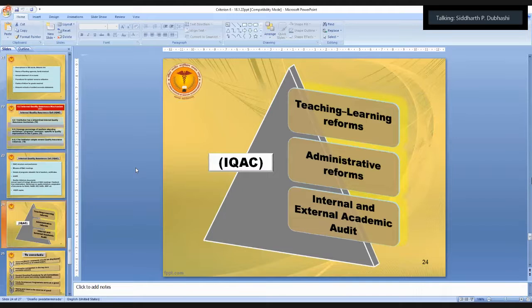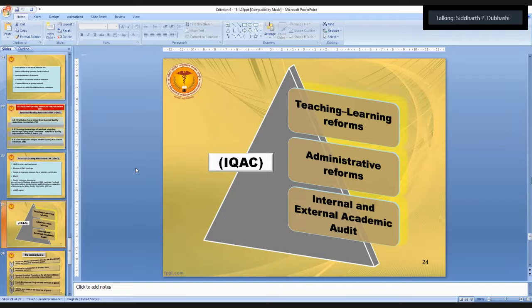So IQAC has to focus on teaching-learning reforms, administrative reforms, and once in 3 years they should conduct an academic and administrative audit. That is called the AAA committee. So that is extremely essential. AAA committee means there will be 3 external members, academicians of repute, who will visit your institution and look into all these 7 criteria, say for 2 days. So that visit must be conducted and they'll give you certain recommendations.